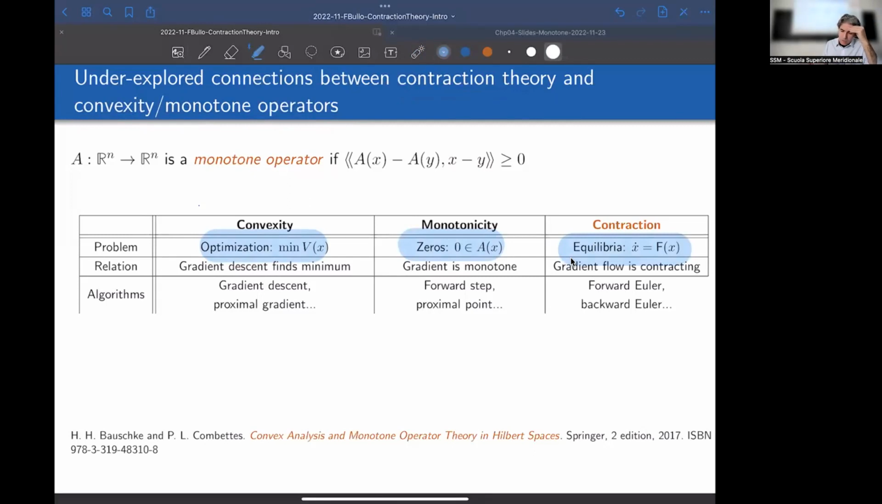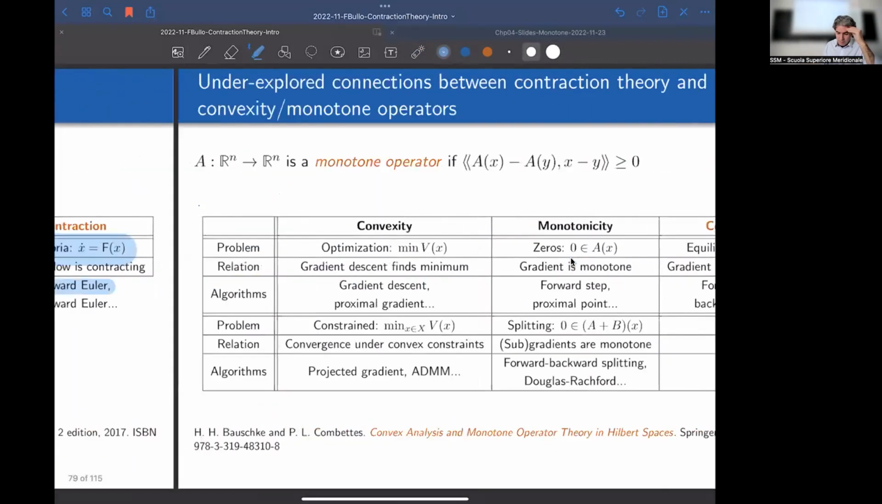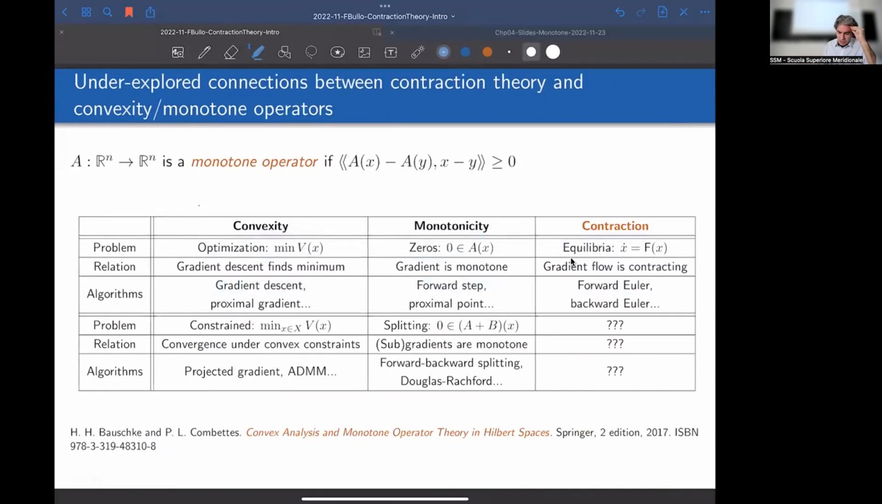And also, if you're doing a gradient ascent and you do a forward step, or you do the forward Euler, these are all the same thing. But I will also end by saying that in the study of convex optimization, there's a number of algorithms, projected gradients, ADMM, and so forth, which are basically the minimization of convex functions subject to convex constraints.